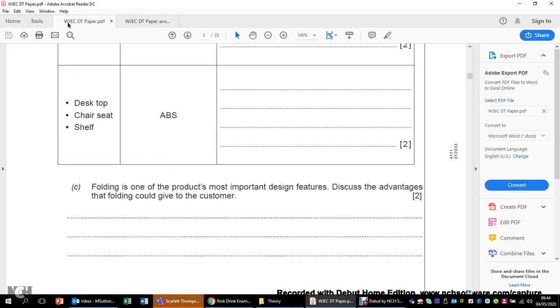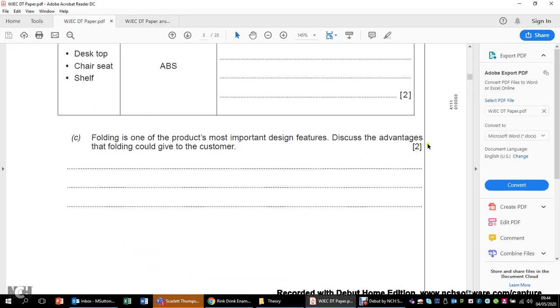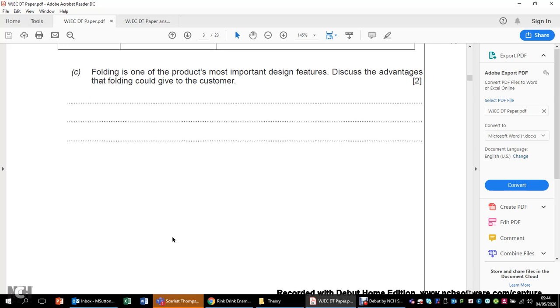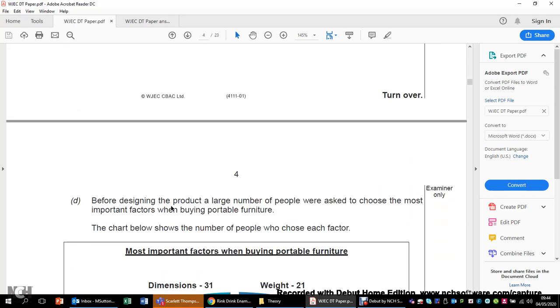Let's have a look at D as well. Hopefully you got 2 marks for that one. If not, and you are one of those students who hasn't done that full answer, I really want you to pick these out, because a lot of this is about that justification, about building on your answers. A lot of them are 2-pointers, and it's a skill that you really need to build up. So if we come on down here to D: before designing the product, a large number of people were asked to choose the most important factors when buying portable furniture. This is what we would call a focus group.